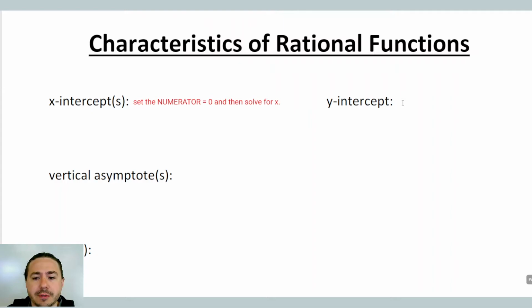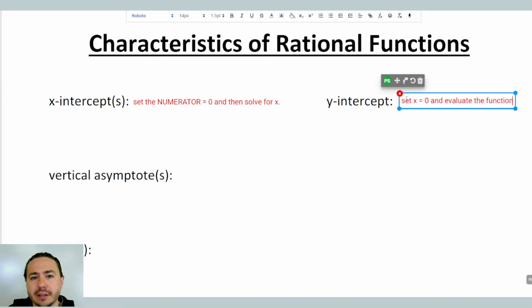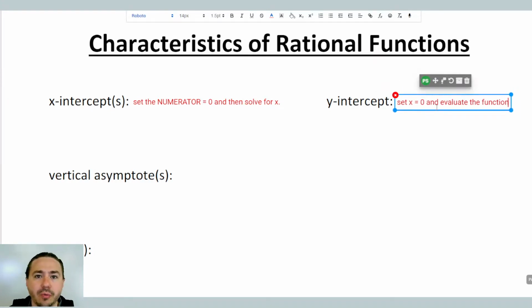To find the y-intercept, instead of setting y equal to 0 and solving for x, we're going to set x equal to 0 and solve for y. Now, these rational functions should already have y isolated, so there shouldn't really be any solving going on. You just really need to evaluate. So to find the y-intercept, you're going to set x equal to 0 and evaluate the function. Basically, you're going to plug in 0 for x and just compute what you have. You're going to find the y value of the coordinate when x is 0. So this one's pretty straightforward too. In fact, most of these characteristics will be pretty straightforward to find. There's only a couple of them that will take a little bit more effort.